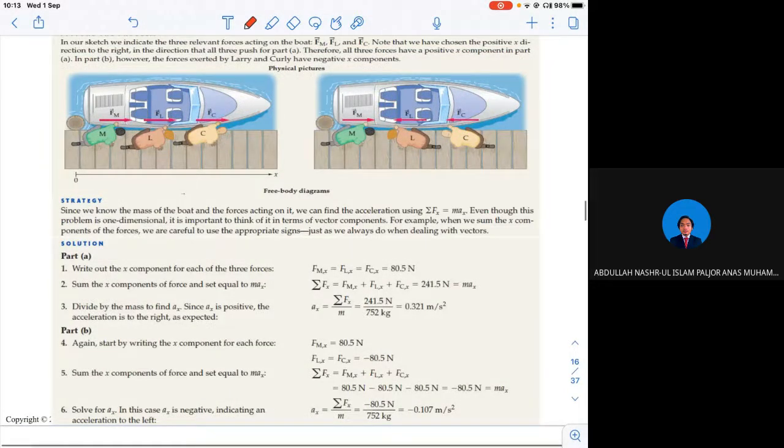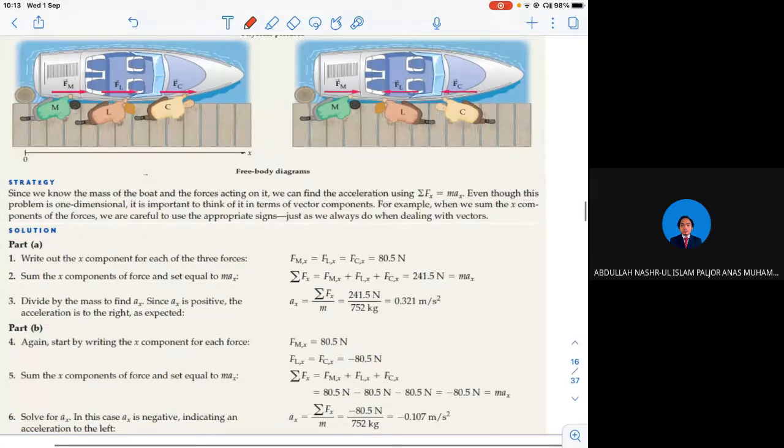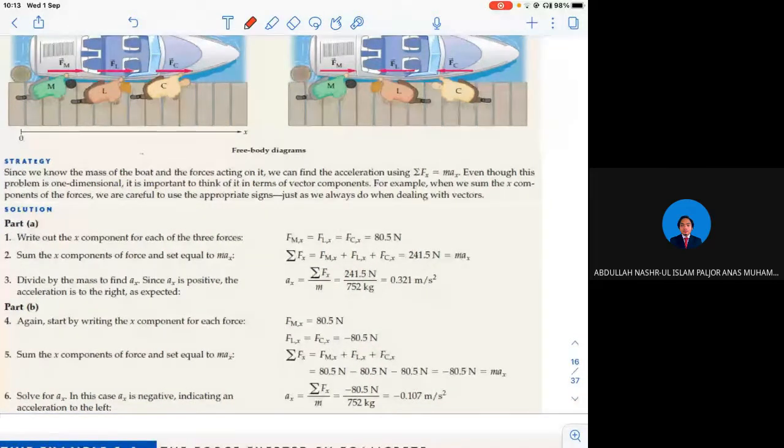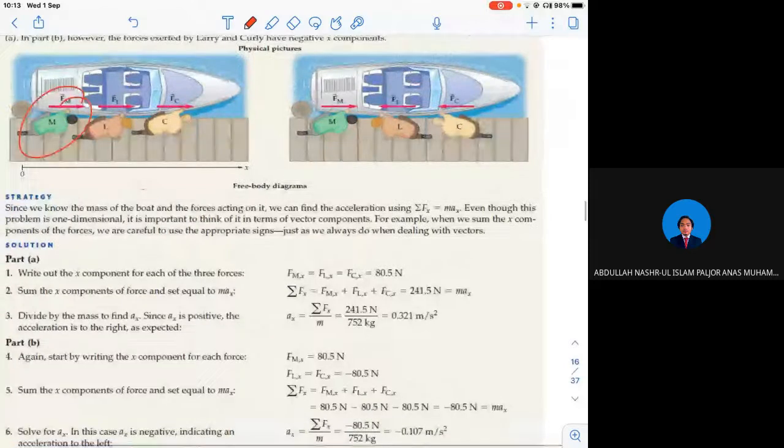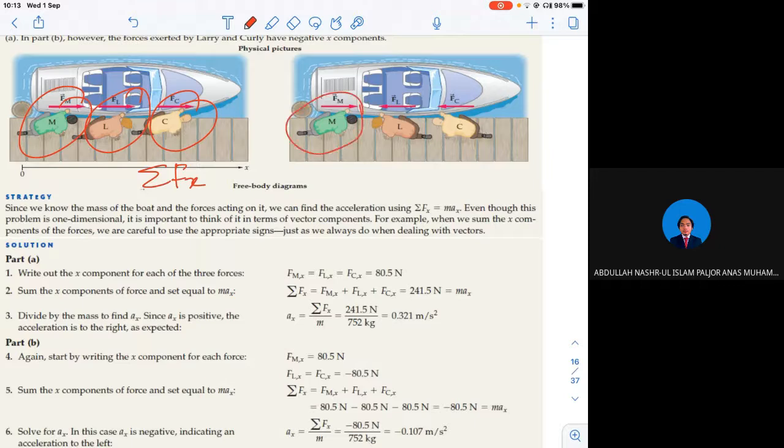Okay, how it affects F equals ma. For example, in this case, everybody in part A is going to the right, then this is the summation of Fx. Mo is going to the right, Larry and Curly are going to the left, so we also use negative Fx. Summation of Fx means the sum of all forces in the X direction. That is the so-called summation of Fx.